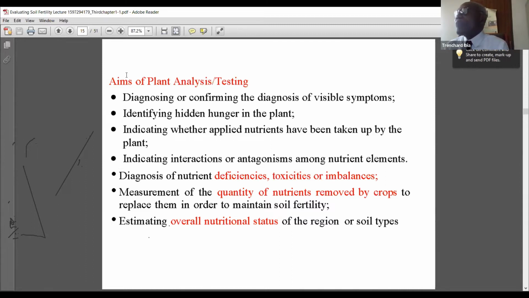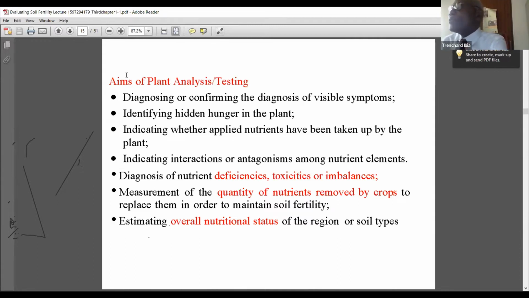You have diagnosis of nutrient deficiencies, toxicities, and imbalances. Deficiencies can be diagnosed through plant analysis. Toxicities can be diagnosed, and imbalances too. Measurement of the quantity of nutrients removed by crops, to replace them in order to maintain soil fertility. You can use plant analysis to know the rate of removal of nutrients in your crop, in your field.